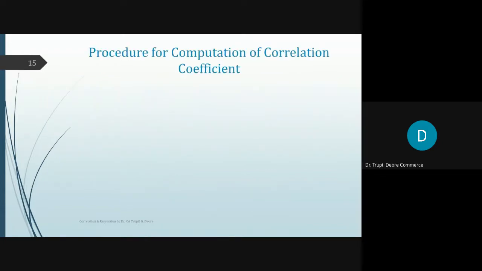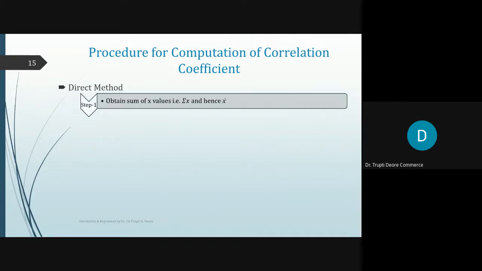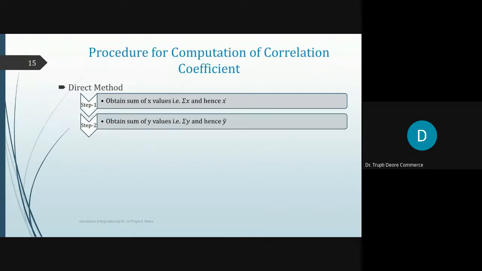So now the second part: how to calculate the correlation coefficient. There are two methods, one is the direct method, second is the derivative method. In the direct method, first we have to obtain the sum of x values, that is summation of x, and hence we find x bar. X bar means summation of x divided by n is equal to x bar. Then the second step, obtain the sum of y values, that is summation of y, and we can find y bar.